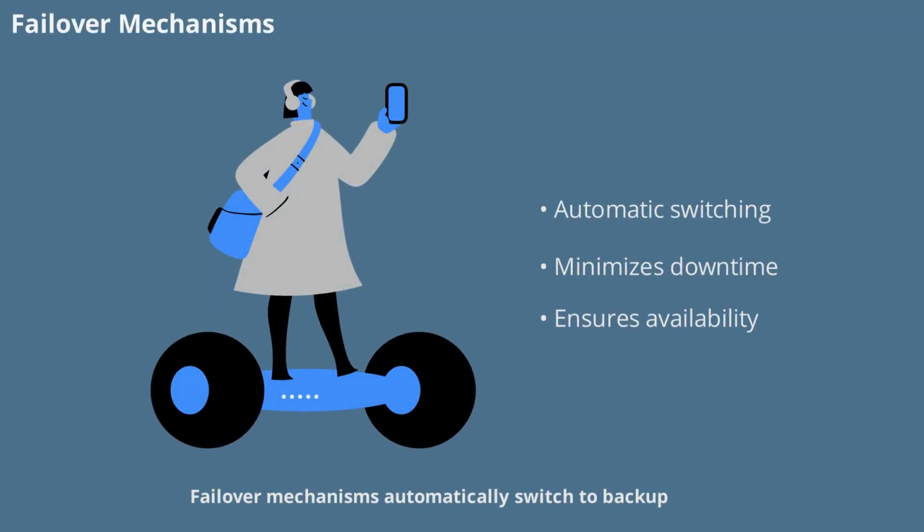Failover mechanisms automatically switch to backup systems when a primary system fails. This ensures high availability and minimizes downtime. Real-world implementations use health checks and automated scripts to detect failures and trigger failover.